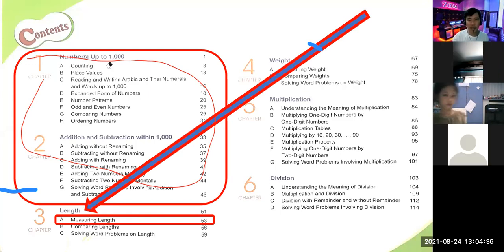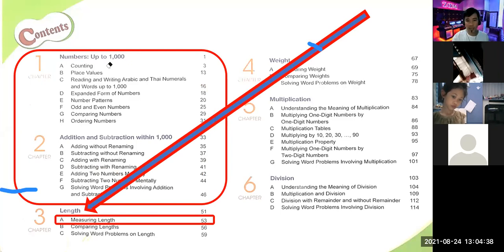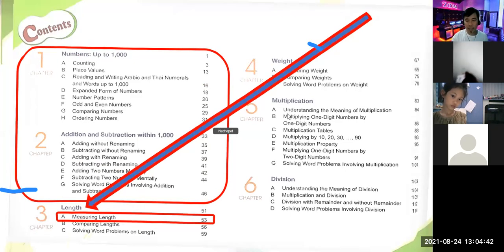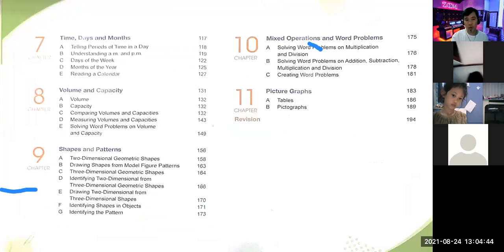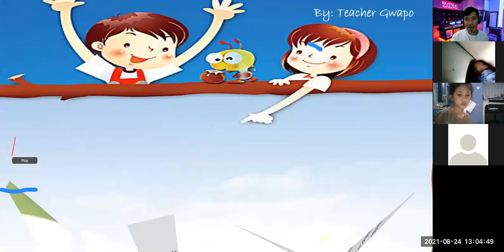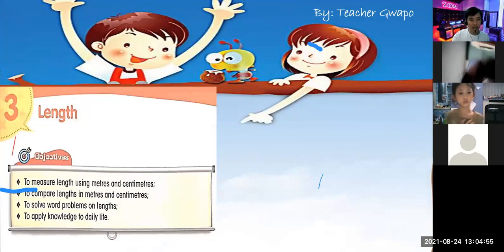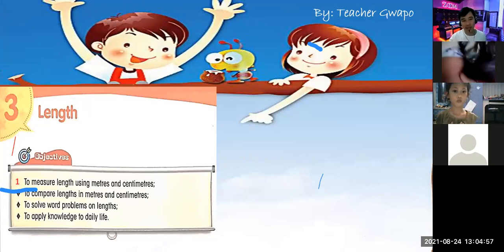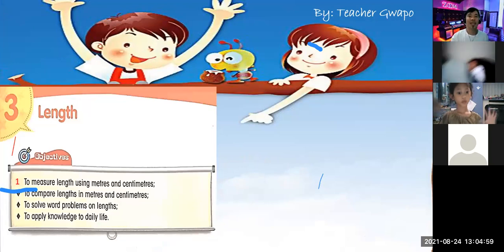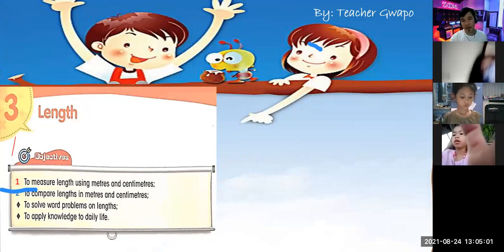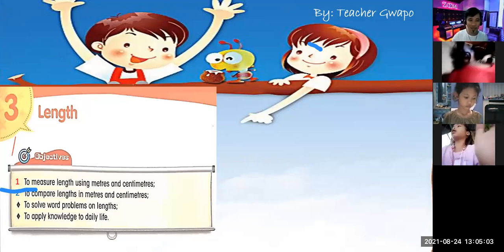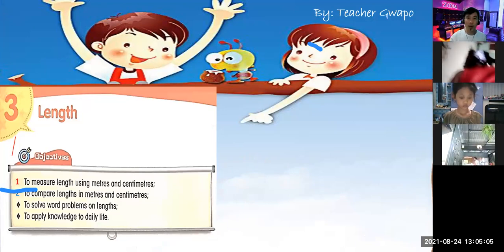Okay, thank you, Ploy. Now in this chapter we will not stay long, because later I'm going to show you some videos about measuring length, and these are the objectives that we have in this chapter. In number 1, we have to measure the length using meters and centimeters. And then number 2, to compare length in meters and centimeters. After we measure, we will compare.